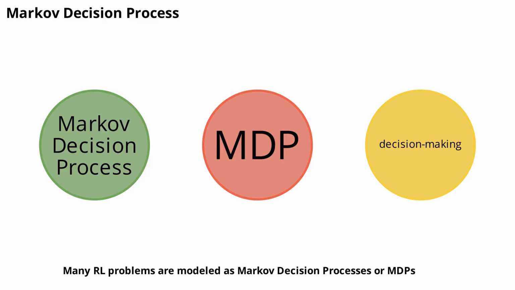Many RL problems are modeled as Markov Decision Processes, or MDPs. An MDP provides a mathematical framework for modeling decision-making, where outcomes are partly random and partly under the agent's control. It consists of states, actions, rewards, and transition probabilities. By using MDPs, researchers can analyze and design RL algorithms more effectively, ensuring that agents learn optimal strategies.